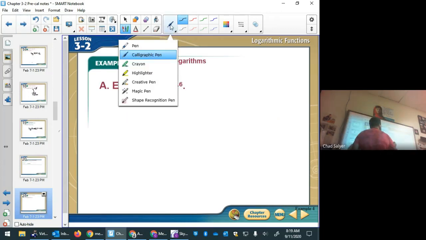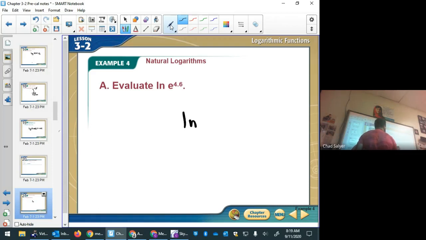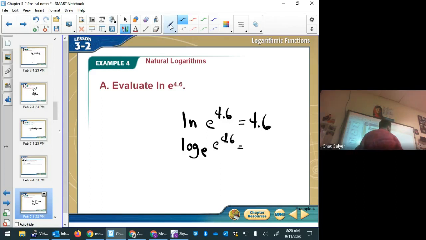All right, so they throw a tricky one at us right away. Let's see if you can figure this one out. Holden. So the natural log of e to the 4.6 power. Very good. I was going to rewrite that if Holden didn't get it right away as the log base e of e to the 4.6 power, and then it probably would have been a little more obvious.